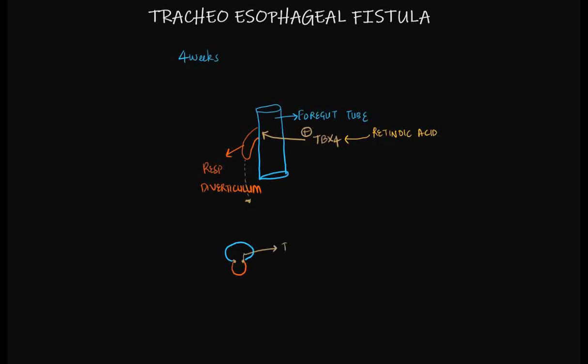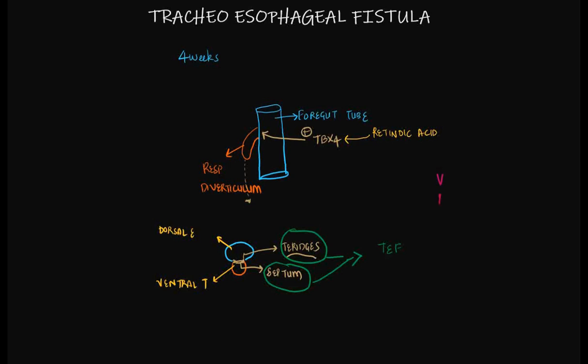Now when it starts growing caudally, two ridges start developing longitudinally. This is known as your tracheoesophageal ridge. The tracheoesophageal ridge ultimately joins together throughout the length of this foregut tube to form a septum, which then leads to the formation of a dorsal esophagus and a ventral trachea. So any abnormality in the development of this tracheoesophageal ridge or its joining to form a septum will lead to abnormal communication between the esophagus and trachea and ultimately lead to tracheoesophageal fistula.